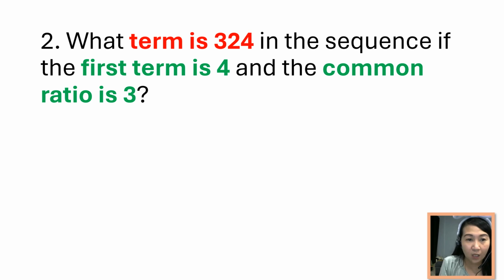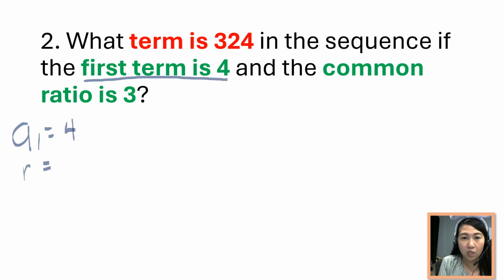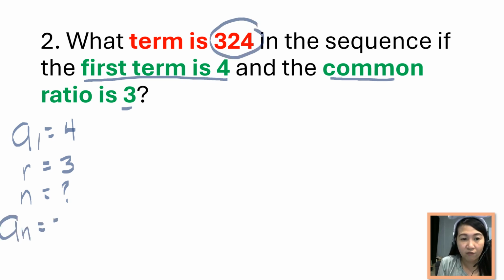So step number 1, write all the given that's available. A sub 1, what is your first term? That is 4. What is your r, or the common ratio? The common ratio is 3. n is our unknown. And then our last term, or the a sub n, is 324. Okay, so this is step number 1. Let's now have step number 2.